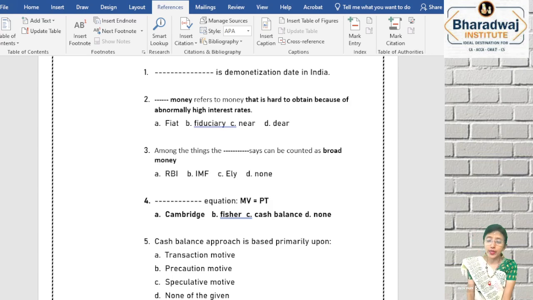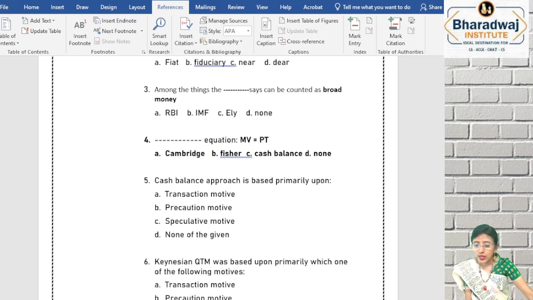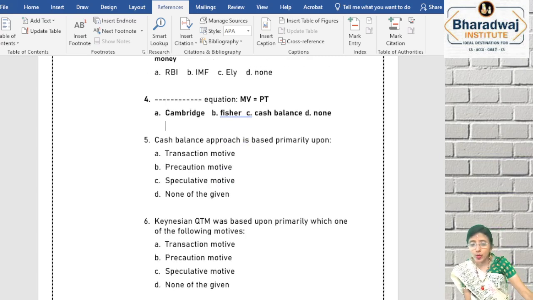Which option is suiting the equation? MV is equal to PT. That you have to say. Shall I go to the next? Cash balance approach is based primarily upon, Keynesian QTM is primarily based upon. The options are same, but you have to select the correct one. Primarily is a clue. Otherwise, it is different. And options are transaction, precaution, speculative motives.